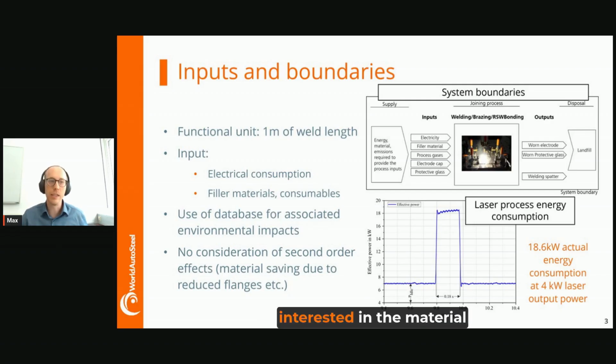If you're more interested in the material side of an LCA, World Auto Steel and World Steel Association have a lot of published data on that as well. But here we're only sticking with the welding and the joining process.